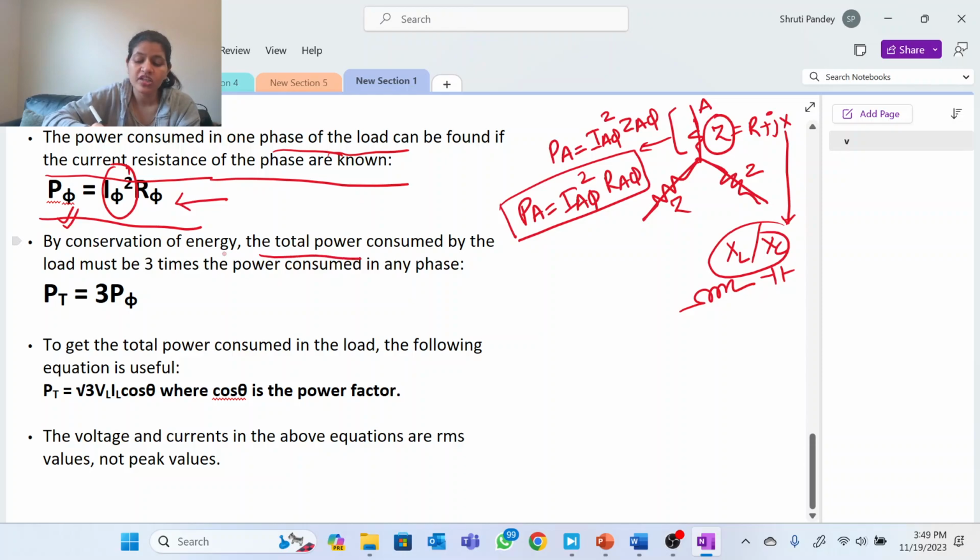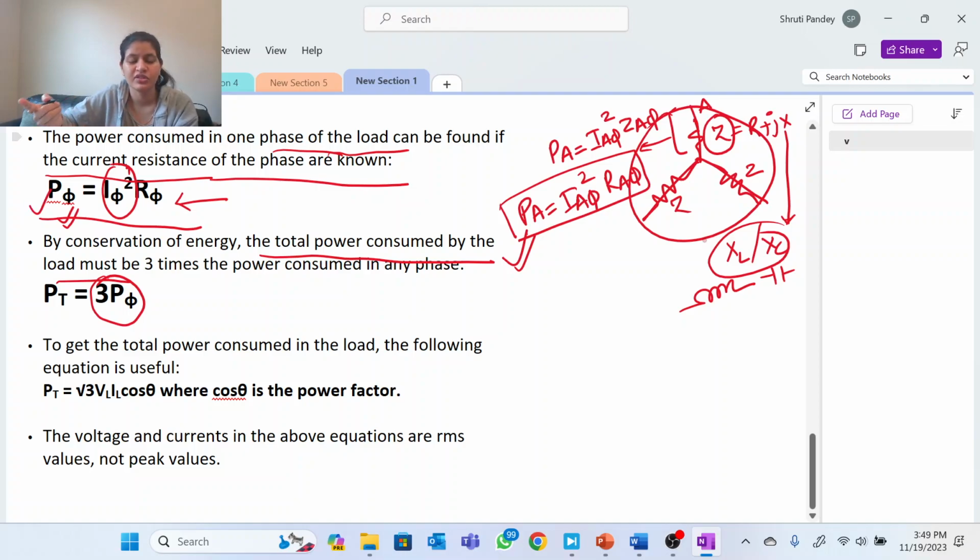Now the total power consumed by the load, because the load is three phase, it has three phases. If we have taken the power value of single phase, we can do 3 times that power so that we can get to know the power of complete system. Okay, so if this is for single phase, the total power consumed by the load will be 3 times that single phase power. So that way we'll get power from all over the load or all three phases.